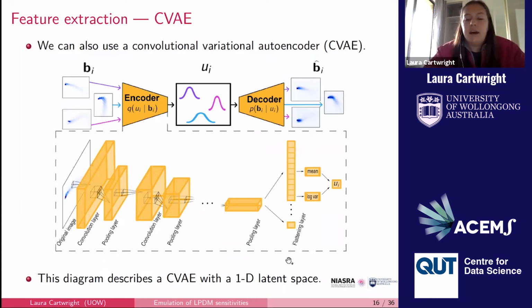And then we basically flatten it out, and then we map onto a mean and a log variance of a Gaussian distribution.